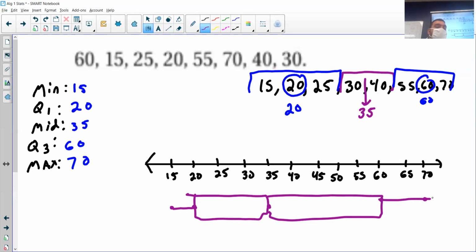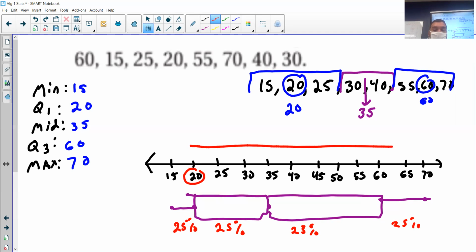Let me talk about something actually, just a little side fact for this. Each piece here is worth 25% of the data. So this is 25% of the data. Let's say I ask you, what percentage of the data is greater than 20? So 20 and greater, it'd be 75%.